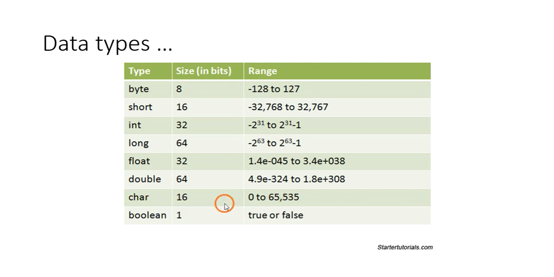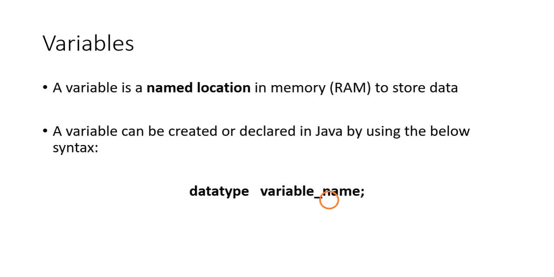If you see char, because it has 16 bits, it is able to store 65,536 values, 0 to 65,535. So Java is able to represent something called Unicode, whereas C and C++ can represent only ASCII code. Java is able to represent Unicode, so it covers most of the characters across the world from many countries. So that is about data types.